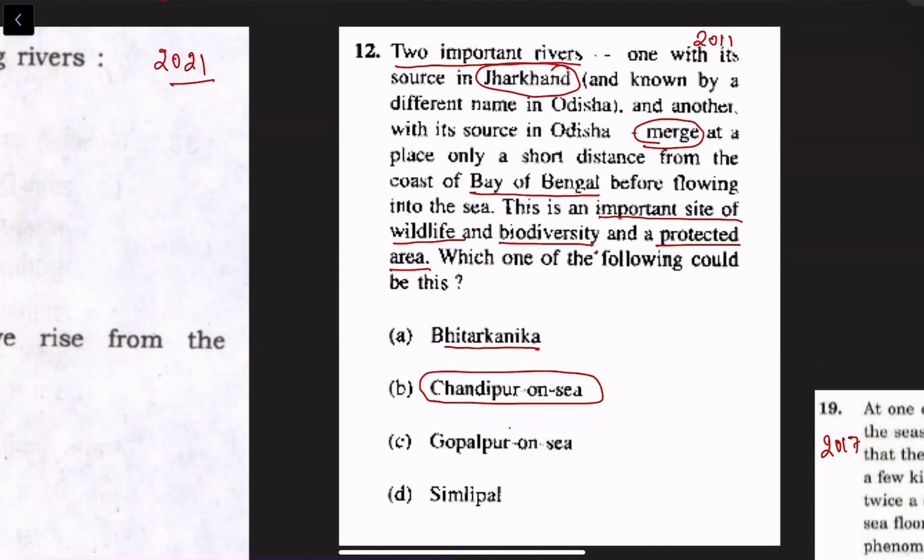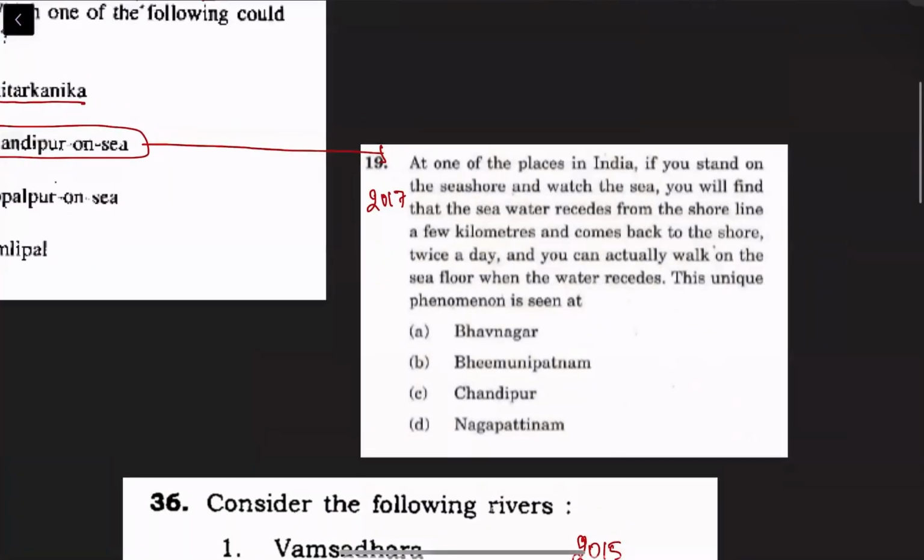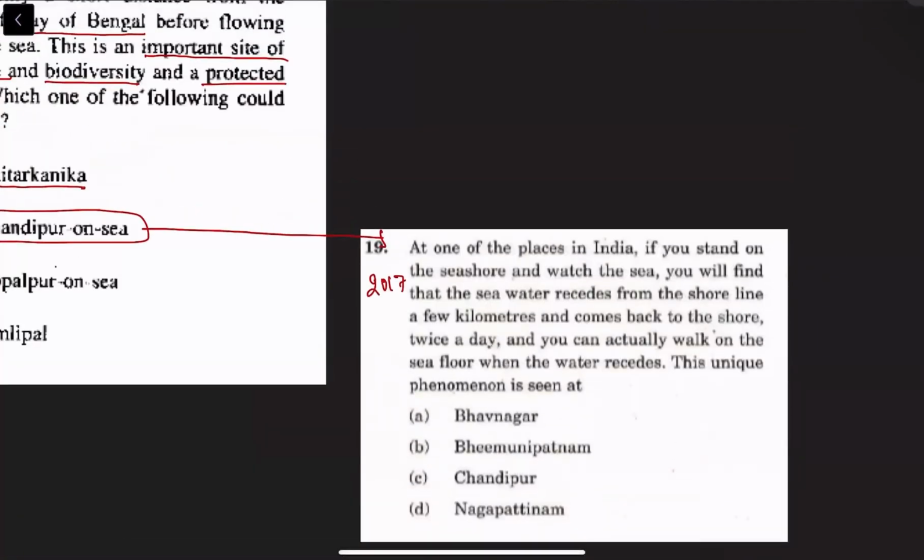UPSC exactly asked about this Chandipur Sea in 2017. Here I am diverting a bit from the primary focus, but since we are referring to this question, I thought it would be good to mention this also. At one of the places in India, if you stand on the seashore and watch the sea, you will find that the sea water recedes from the shoreline a few kilometers and comes back twice a day. You can actually walk on the sea floor when the water recedes. This unique phenomenon is seen at Chandipur. It was asked in 2017.